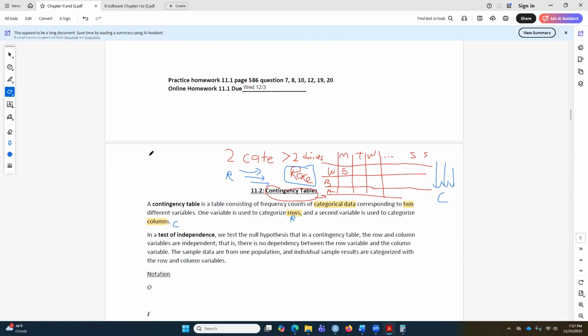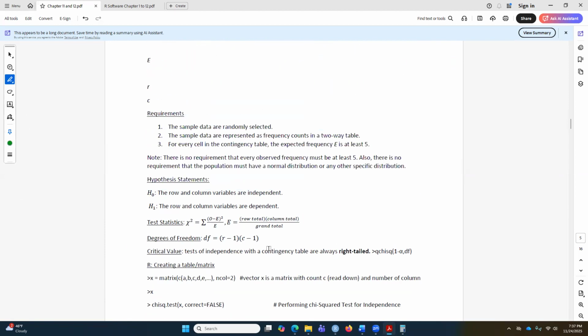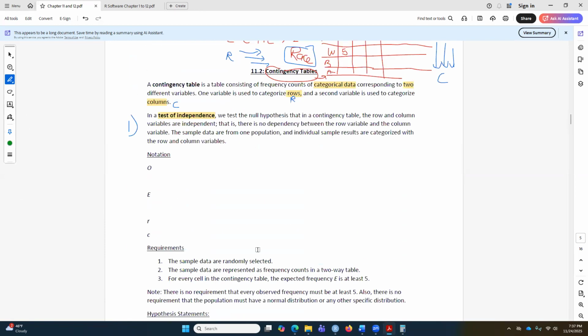All right, so what can we do with this? What kind of tasks can we perform if we have a contingency table? We have two types of tests. Number one, we can do the test of independence. And the second one is the test of homogeneity. So there are two different types of tests you can do for a contingency table. Let's talk about these two tests.